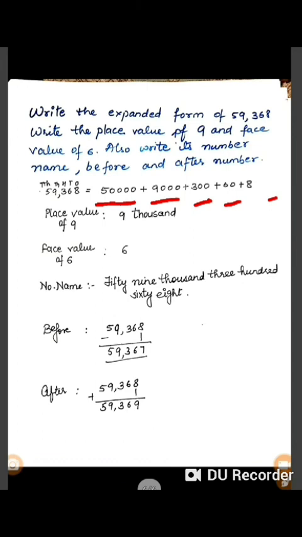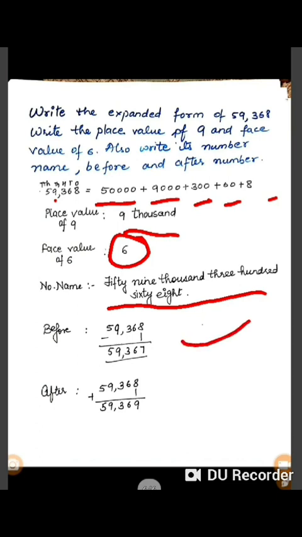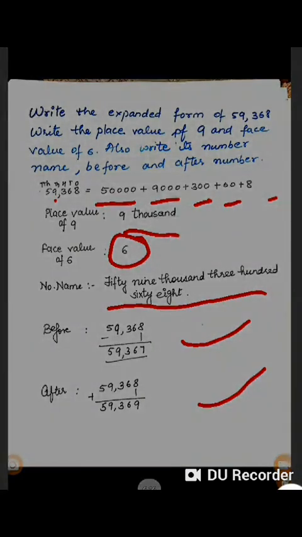Talking about the place value of 9, you can see over here 9 has place value of 1000, so it becomes 9000. The face value of any number remains the number itself. So face value of 6 will be 6 only. Talking about the number name, children, using the number and the place value, we can easily write down its number name, but remember to write the correct spelling. So this is 59,368. To find the before number, we subtract 1 from the given number. It becomes 59,367. And to find the after number of any given number, we add 1 to the given number. So it becomes 59,369. I hope you understood, children. All the best. Practice and be prepared for your exams.